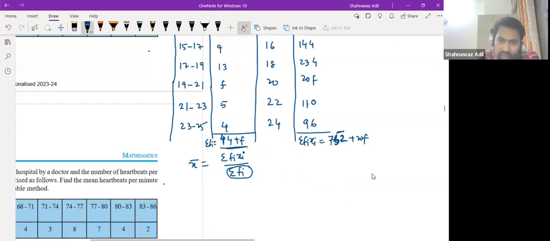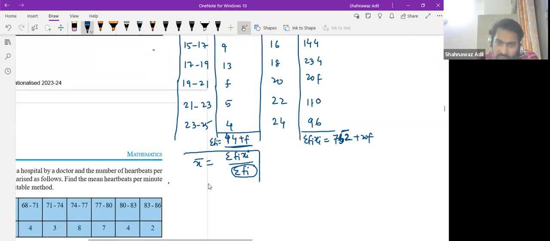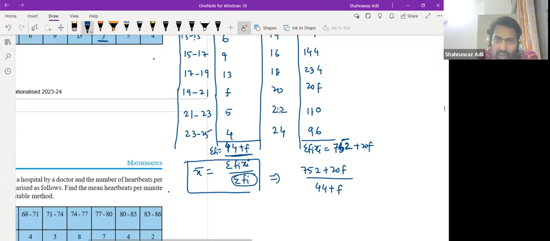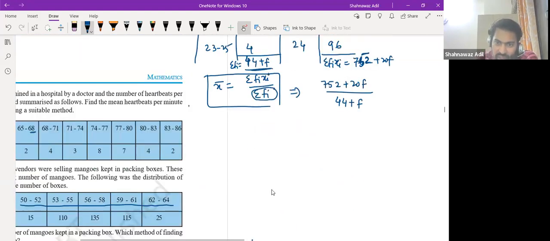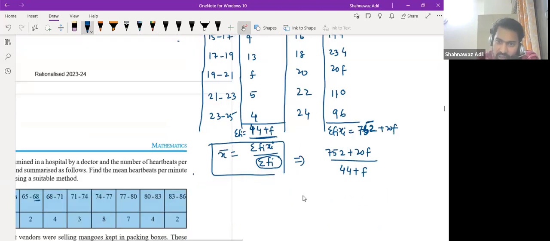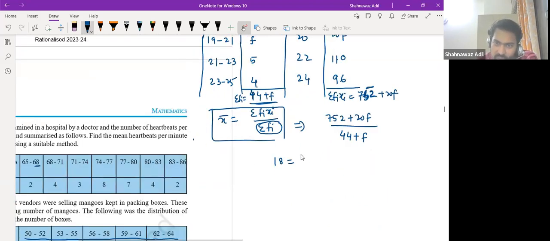Now let us find out what the mean is. So the mean is summation fixi, which is 752 plus 20F, divided by 44 plus F. And we already know what the mean is. It is 18. So let us put that value. So 18 is equal to 752 plus 20F divided by 44 plus F.